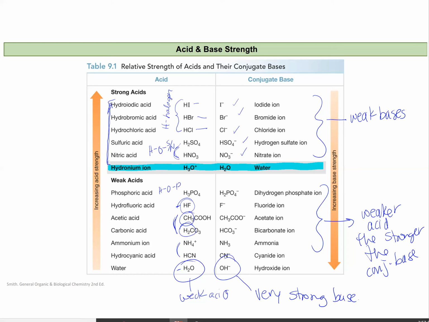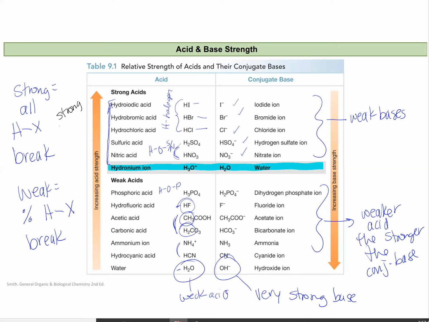And when we say strong, in this case for an acid, we mean that all of the hydrogen bonds that are acidic break. And when we say weak, we mean that only 1% of the hydrogen bonds that are acidic break. This is very similar to a strong electrolyte for our strong acid and a weak electrolyte for our weak acid.